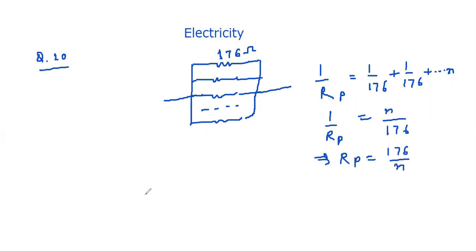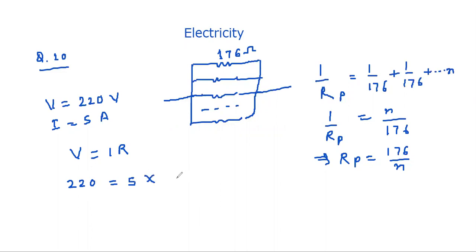Now, in our question, it is given that voltage is 220 volt and current is 5 ampere. So we apply formula V equal to I R, and in place of R, we have to write this Rp. So V is 220 and I is given as 5 and 176 divided by n. So our purpose is to get n. So n equal to 5 into 176 divided by 220, which will give 4 resistors.